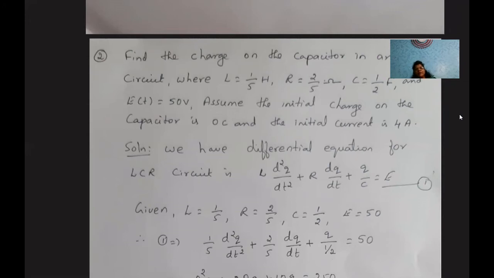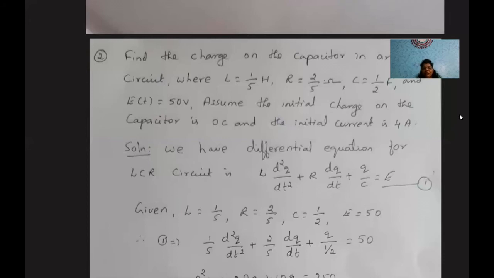In the previous problem, Q is 0 and I is 9 when t is equal to 0. Here, Q is 0 and I is 4 when t is equal to 0. That's all that is different. The inductance, resistor, capacitor and the EMF values are different, they have substituted.